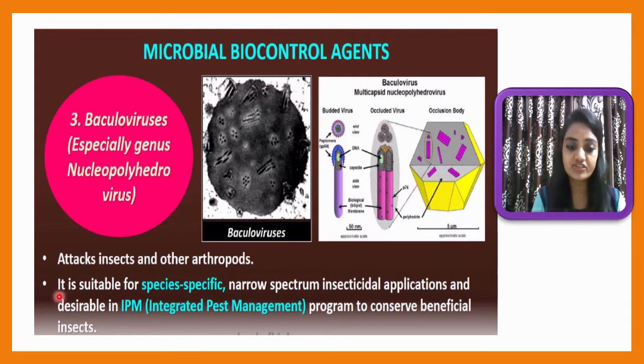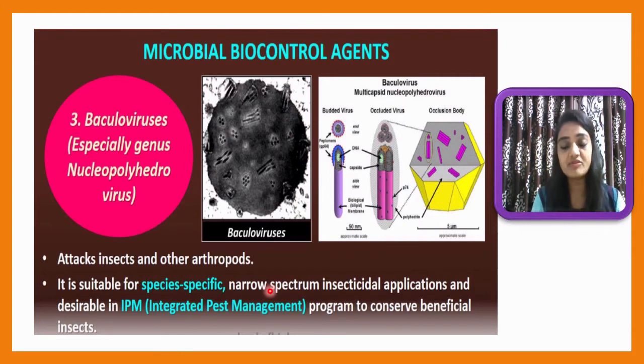It is suitable as a species-specific, narrow spectrum insecticide, which means it is a very target-oriented type of biocontrol. It only kills the specific organism. So it is target oriented, and that's why it is called a narrow spectrum insecticidal application, and it is desirable in IPM. What is IPM? That is integrated pest management. Target specificity is a very important point here.